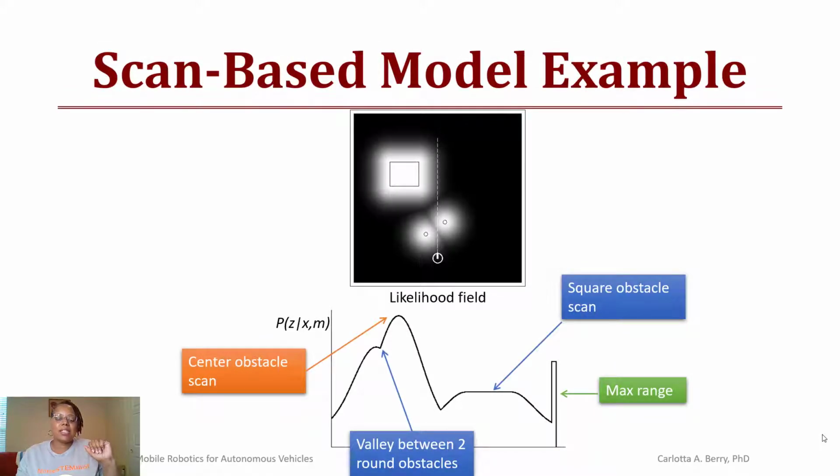So for the scan-based model example, when you have the probability, you will have a shape as shown here, where this now represents that the robot has scanned the environment and this is where it has discovered the obstacle. So the first thing you notice is there's a valley. That valley represents that small valley between the 2 round obstacles, and then it goes up to a larger peak, and that represents that center round obstacle. And then it goes down to another valley, and that valley is between the center round obstacle and the square obstacle. And then that little uniform period right there on the right would represent that square obstacle. And then finally, anything that hits the max range, could be anywhere else in the world, could be anywhere in that black space, is shown by that far right peak.